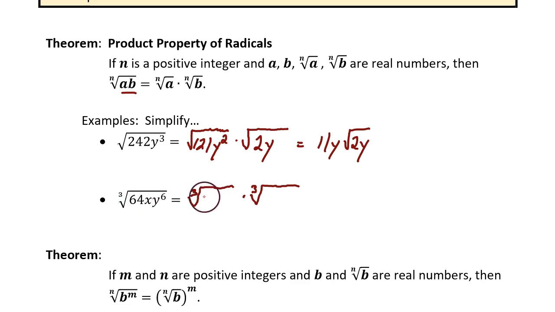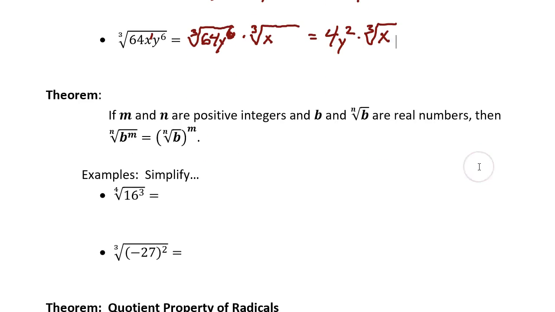64 is a perfect cube already, so let's leave 64 in there. X to the first power, however, is not a perfect cube. Let's put the x factor in that radical. Y to the sixth power is a perfect cube, so we'll leave it in the first radical. One more step. Find the cube root of every factor written in the first radical. The cube root of 64 is 4, and the cube root of y to the sixth power is y squared. Leave the other radical in radical notation.